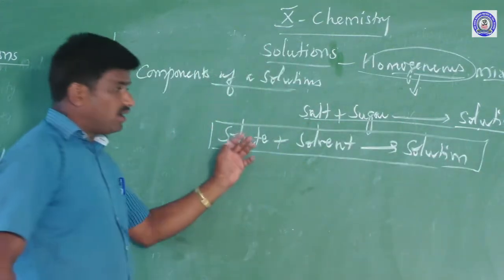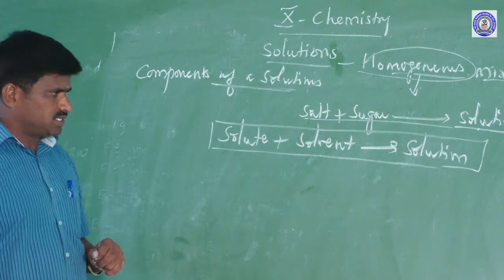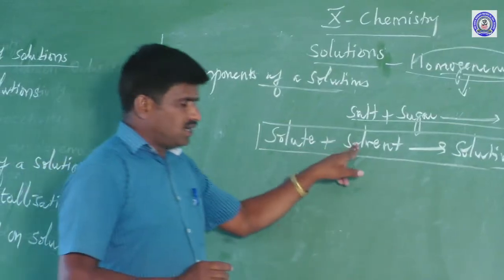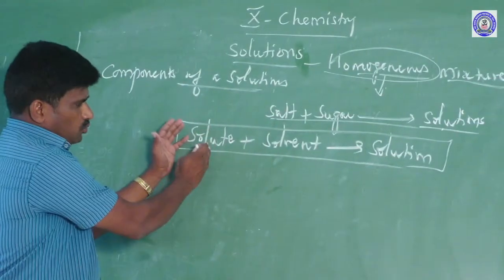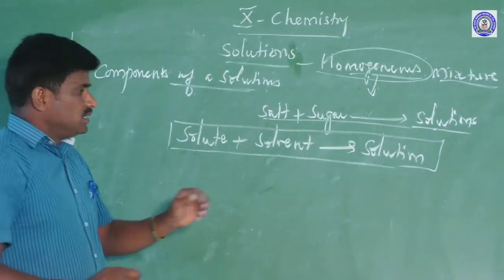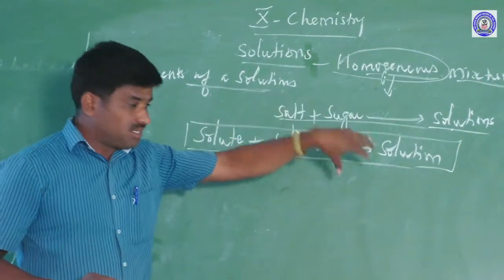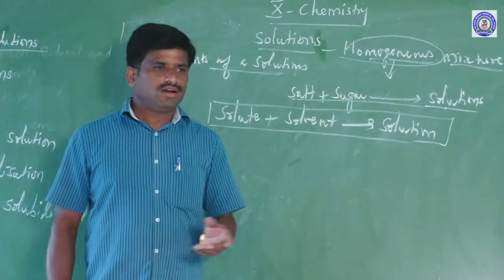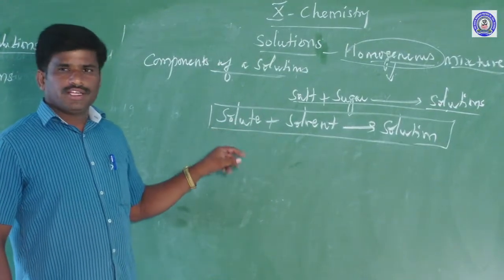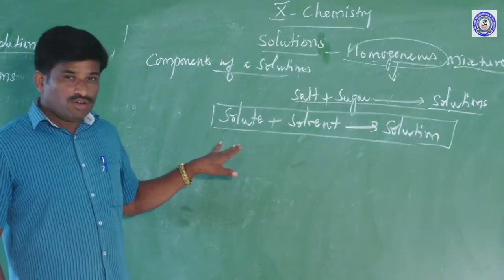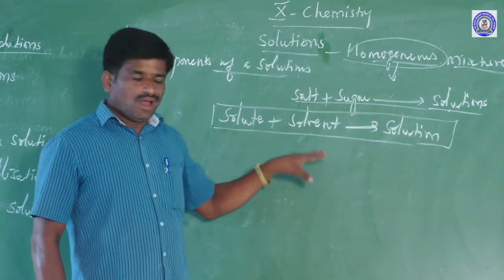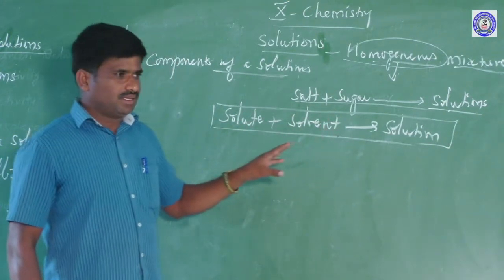These are actually called the components of the solution. What are the components? Solute is one component and the solvent is another component. When solute is mixed with the solvent, such a substance is called a solution. Next, what is called solute? In a solution, the lesser amount by weight is called solute. The larger amount by weight is called solvent.